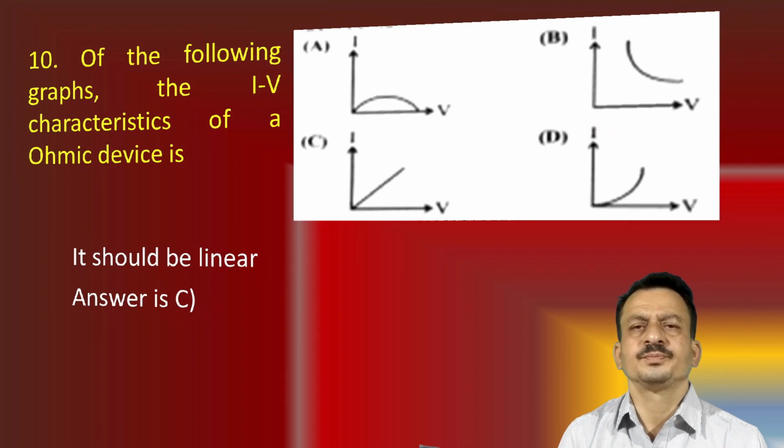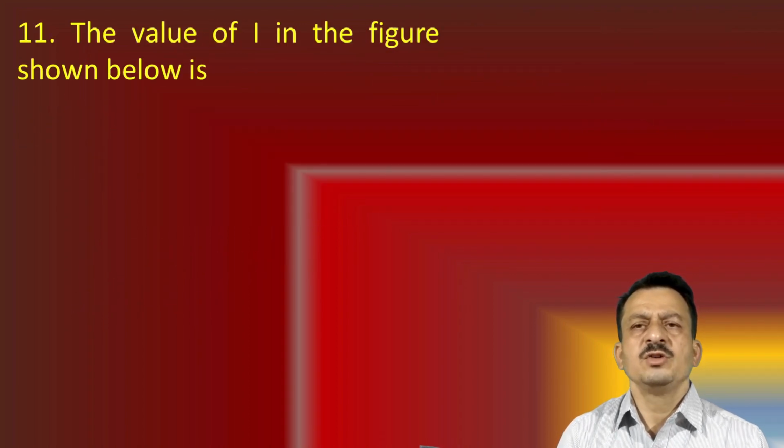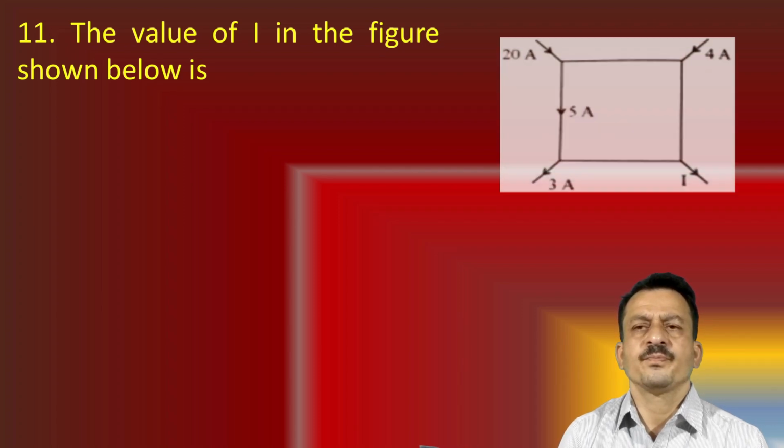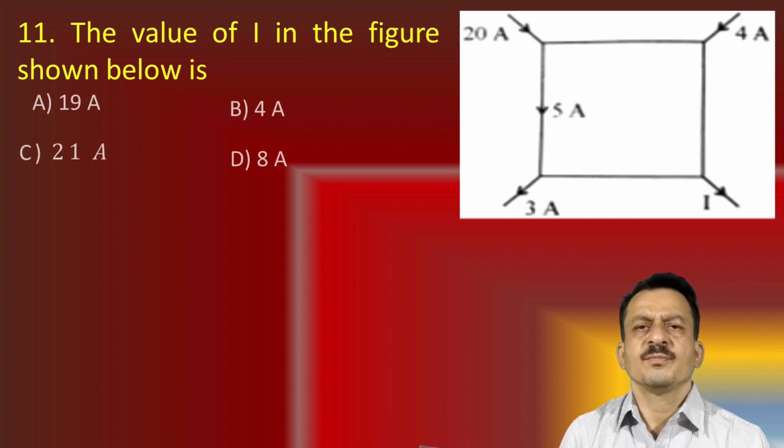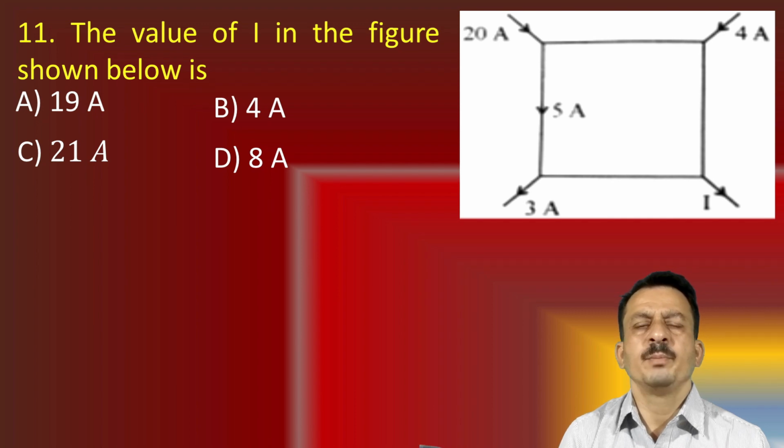Next problem. The value of current I in the figure shown below is. Now look at the diagram. The current is entering and leaving through the various branches and junctions. Now we have to work out what is the final current at the terminal I. Now the options are A: 19 amps, B: 4 amps, C: 21 amps, and D: 8 amps.